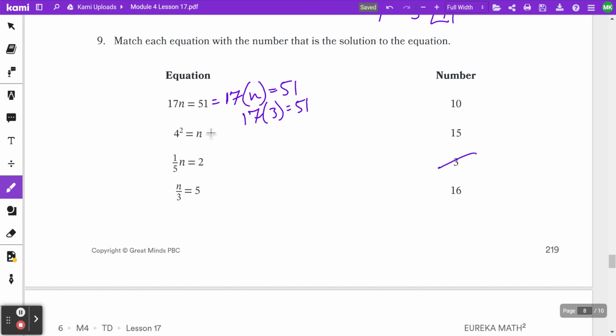This guy here, 4 squared, well, 4 squared equals 4 times 4. That gives me 16. So he's done. There you go. I think they want matching. We're just going to draw that to that guy. We'll draw that to that guy.